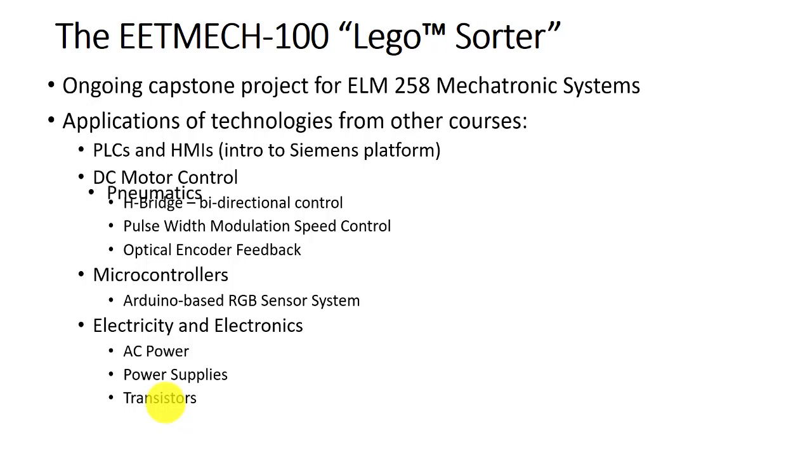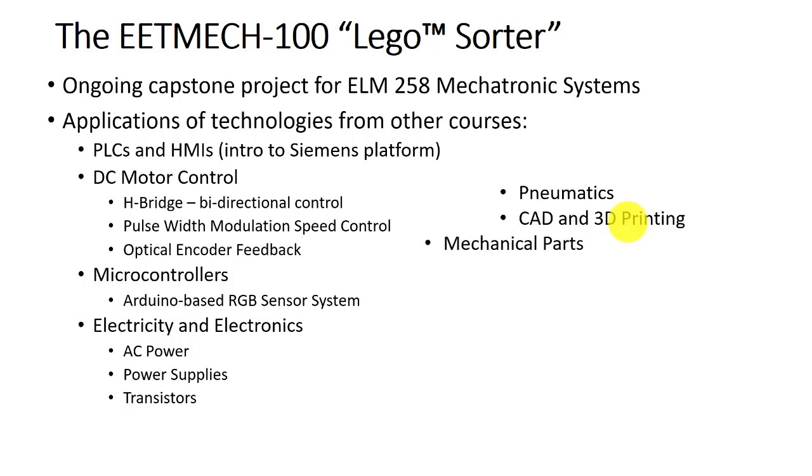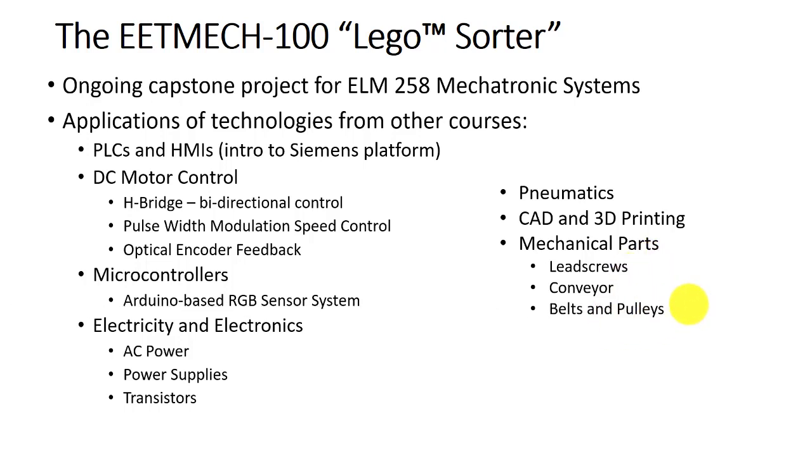Then added to that, we have pneumatics, for two of the moving parts, the actuator that moves up and down and the gripper fingers. Many of the parts on the system were made in the Fab Lab using 3D printing and CAD. There are also various mechanical parts. The motor is attached to a lead screw that translates rotational motion into linear motion. There's a conveyor that's made up of a bunch of O-rings in parallel, and a belt and pulley system to connect the motor to the conveyor.